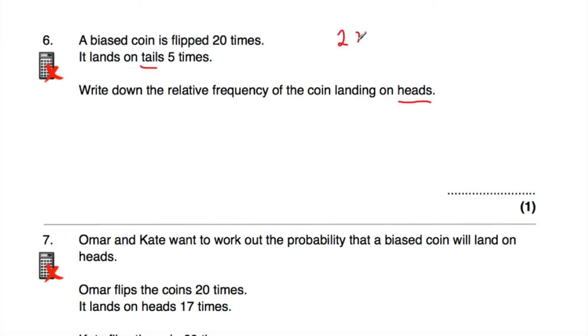So if we take 20, the number of times the coin was flipped, and we subtract 5, the number of times the coin landed on tails, the answer would be how many times the coin landed on heads. And 20 subtract 5 is equal to 15. So that means the coin landed on heads 15 times. So if we wanted to know the relative frequency of the coin landing on heads, well, we're going to do 15 out of 20, the number of times it landed on heads, over the number of times the coin was flipped. So that means the relative frequency of the coin landing on heads is 15/20.